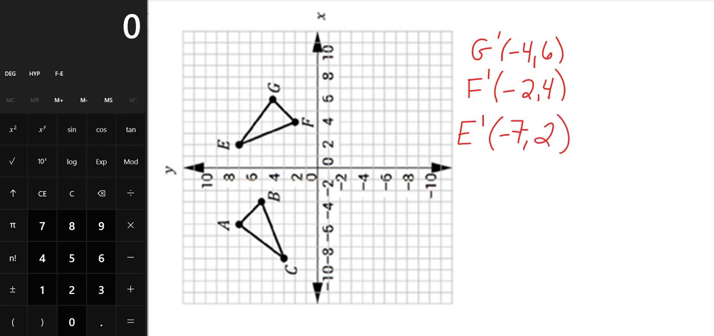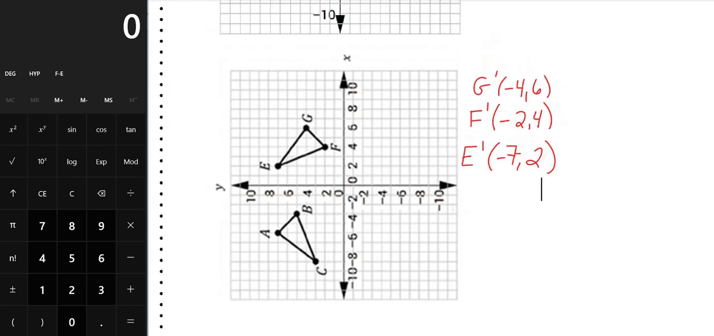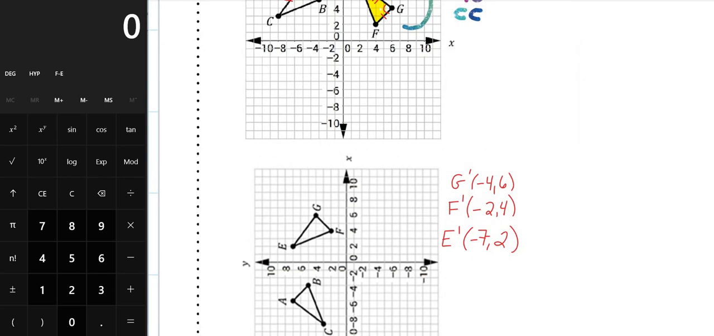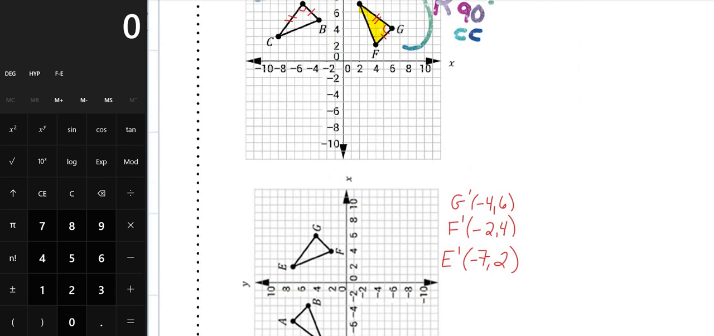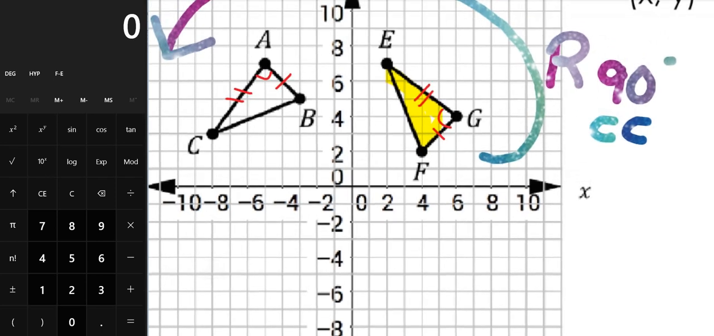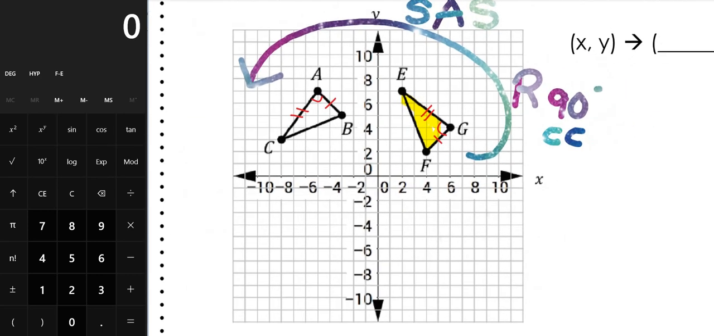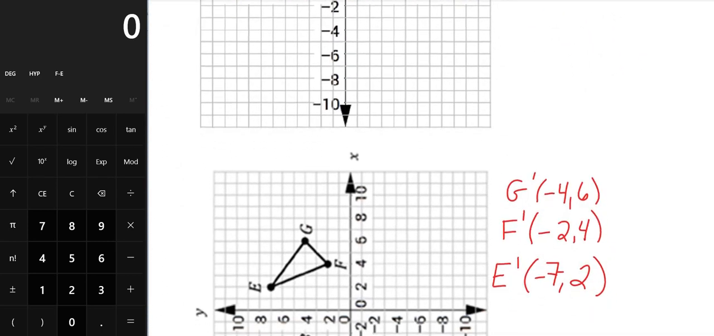Okay, let's compare with the figure up top to see what's different between these two. Okay, so G is at negative 4, 6. Well, let's look at where it's supposed to be. G is supposed to turn into A. A is at negative 5, 7. Where was ours again? Let's take a look. Ours was at negative 4, 6.